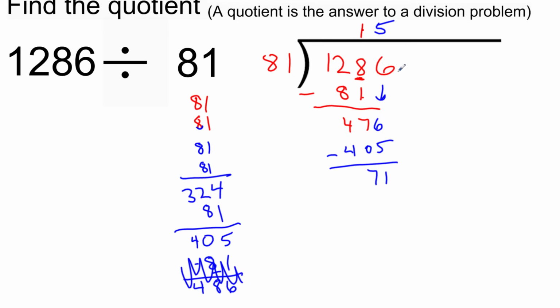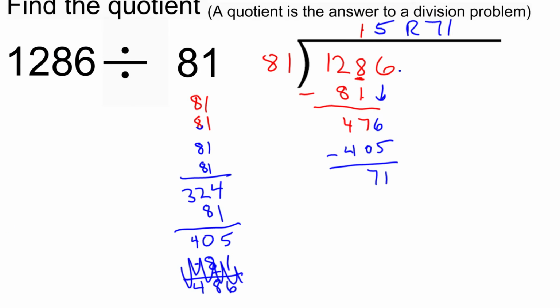So now if you notice, I'm at the end. I have nothing else to bring down. 81's too small. If I only have 71 items left, I can't give them to 81 people. So I'm done. These 71 are leftover. So I was able to give everybody 15 items, and I had 71 left over. And so I'm going to say that is my answer.